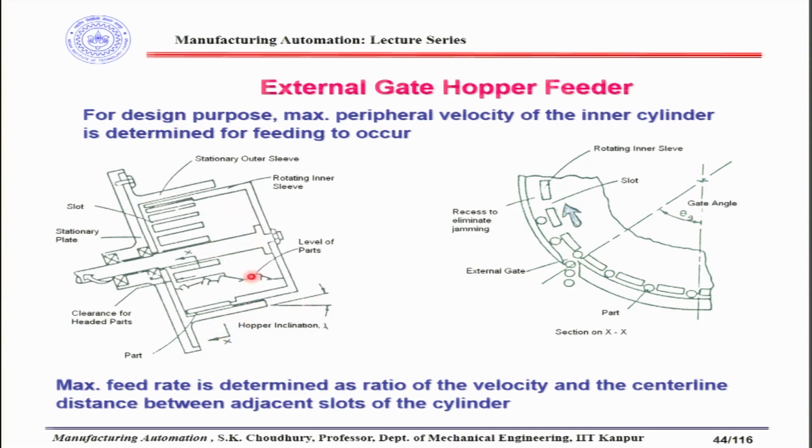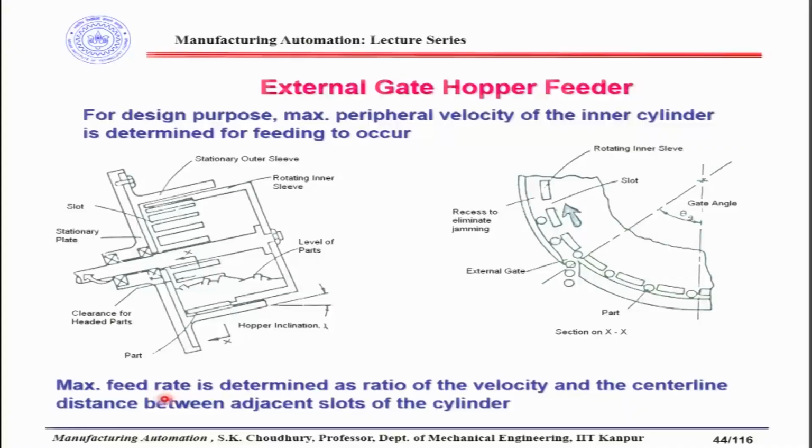When this rotating inner sleeve rotates, the parts will be nested in the grooves here, and whenever during the rotation the groove is aligned to the external gate, the parts will come out of the gate one by one. So this is the entire functioning of the external gate hopper feeder. This is quite popular. It is also used in industry for feeding small engineering parts to the assembly machine.